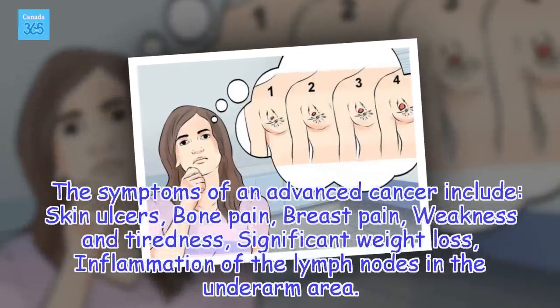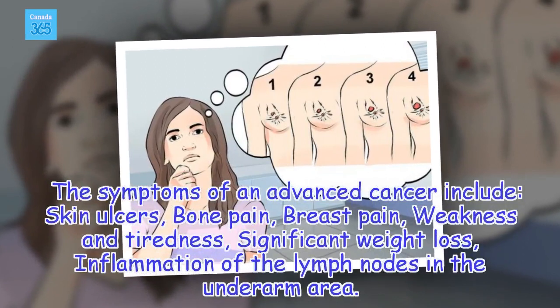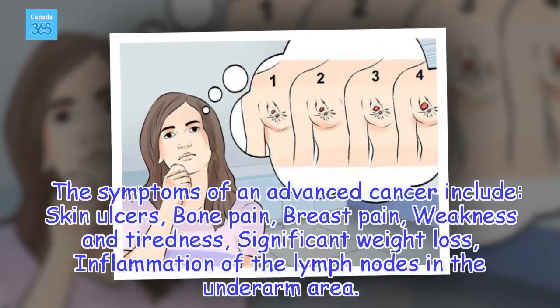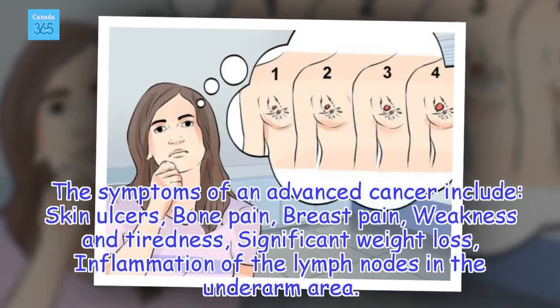The symptoms of an advanced cancer include skin ulcers, bone pain, breast pain, weakness and tiredness, significant weight loss, inflammation of the lymph nodes in the underarm area.